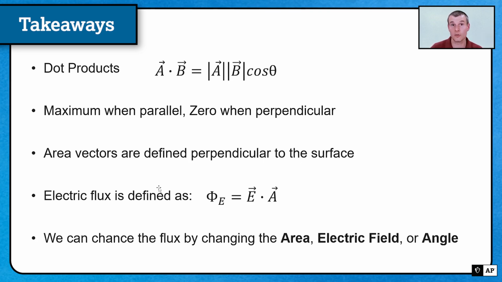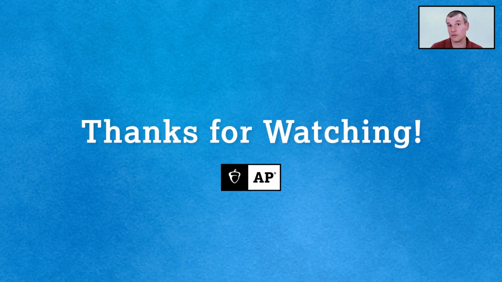Also, area vectors are always defined perpendicular to the surface, pointing outward from whatever you define to be the outside surface of the object. We know what electric flux is, which is just the dot product of the electric field and the area. And then we can change the flux by changing its area, electric field, or the angle.